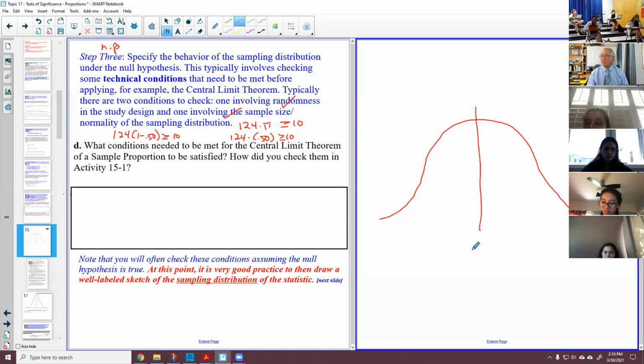Okay, listen up. Who knows? I'll take a volunteer. Okay, Caitlin, what do you think? 0.50. That's exactly what I'm going to put here. I'm going to put 0.50. I am going to draw my picture.